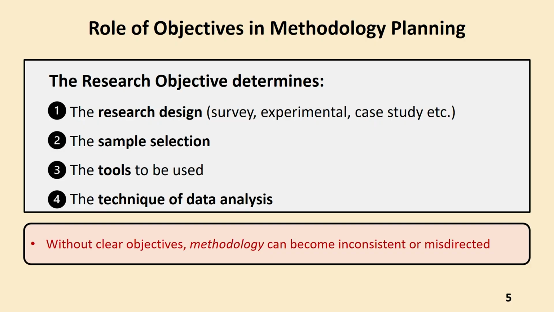Without clear objective, methodology can become inconsistent or misdirected. Because if you do not have the clarity in your objective, definitely you don't know how to achieve it. Only having a research idea is not enough. You have research idea, but how you are going to formulate your objective, that I am going to do so and so things, is very important.